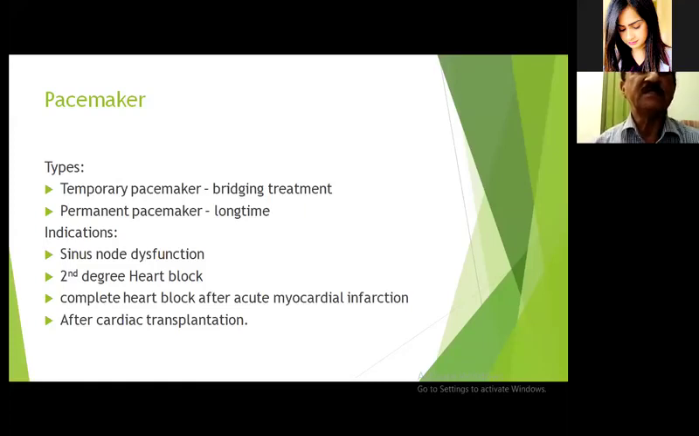What are the indications of pacemaker insertion? Number one is sinus node dysfunction, sick sinus syndrome. Second is second degree heart block, type 2, Mobitz 2. Then complete heart block after acute myocardial infarction and after cardiac transplantation. These are the indications for pacemaker implantation.